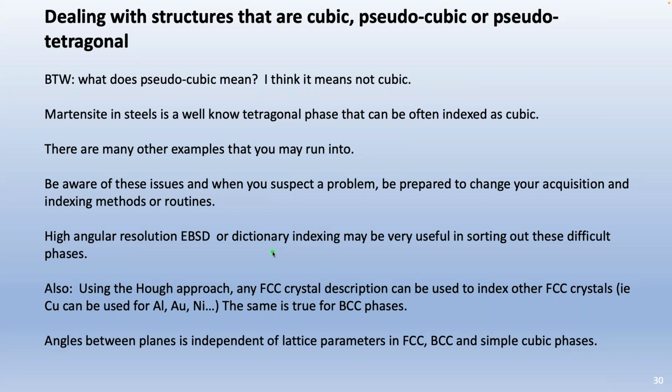And this is true for any cubic phase, the BCC ones as well. So you can use any BCC phase to index any other BCC phase. And that's because the angles between the planes, which is what the Hough transform relies on, is independent of the lattice parameters in FCC or BCC and simple cubic phases. So again, be aware of this. Some people have decided to use a generic FCC to index any FCC phase. That's perfectly fine, or a generic BCC as well.